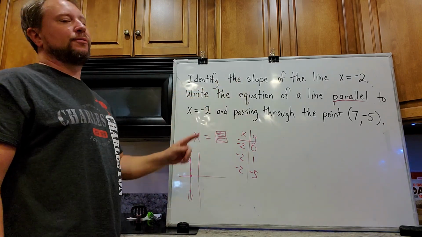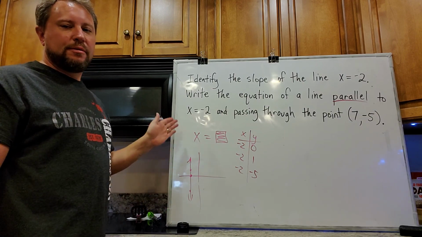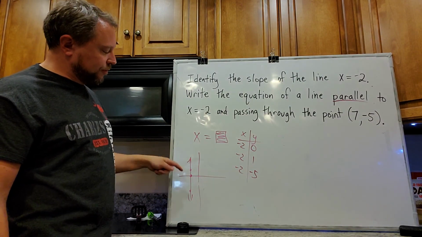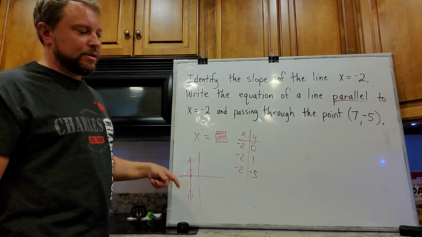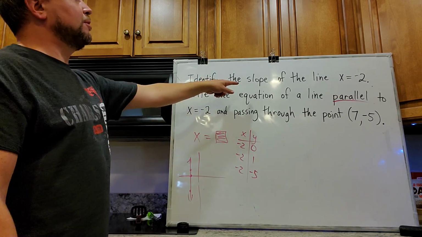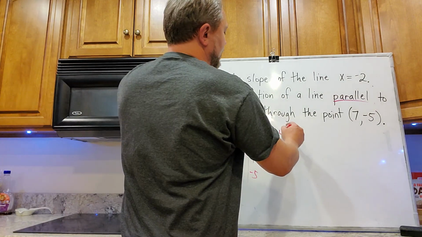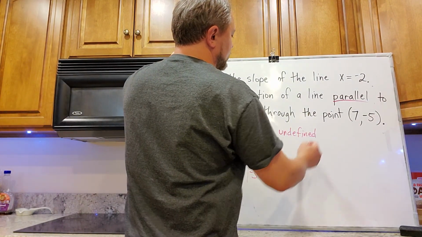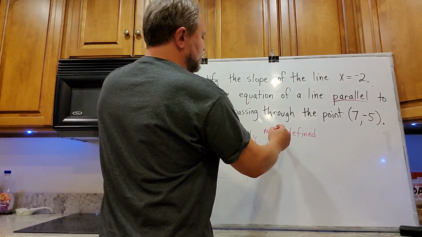And what's the slope of any vertical line? Remember, if you think of it in terms of skiing, that's like a cliff. You can't ski a cliff. So our first answer for the slope is that it's undefined. So there's my m, my slope.